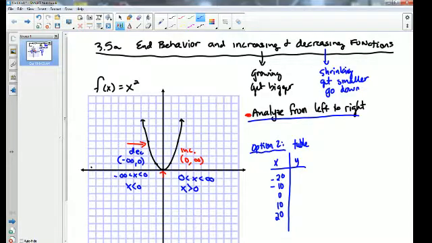Okay, so negative 20 squared is? Nope. Yeah, negative 20 times negative 20, positive 400. Okay, negative 10? 0.